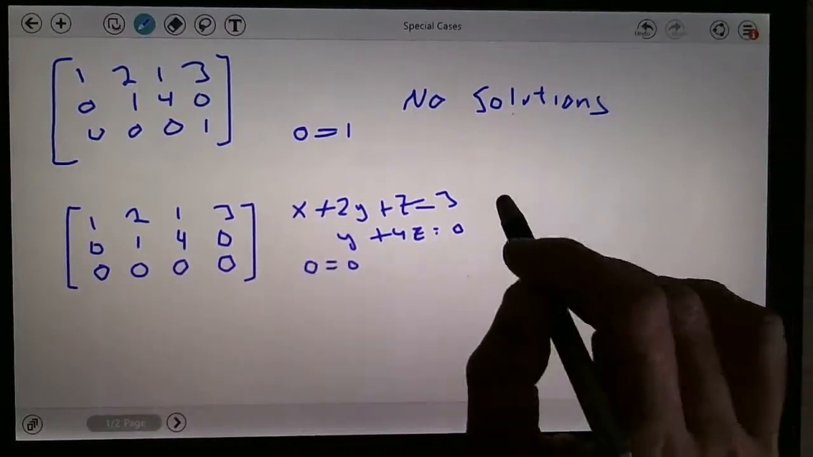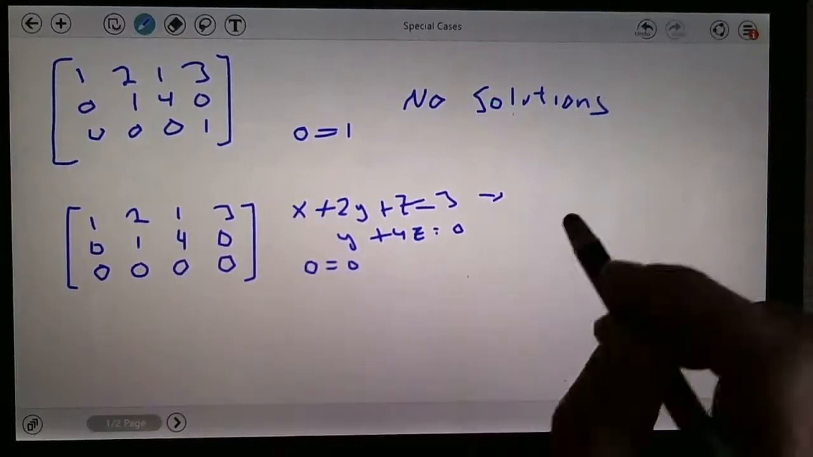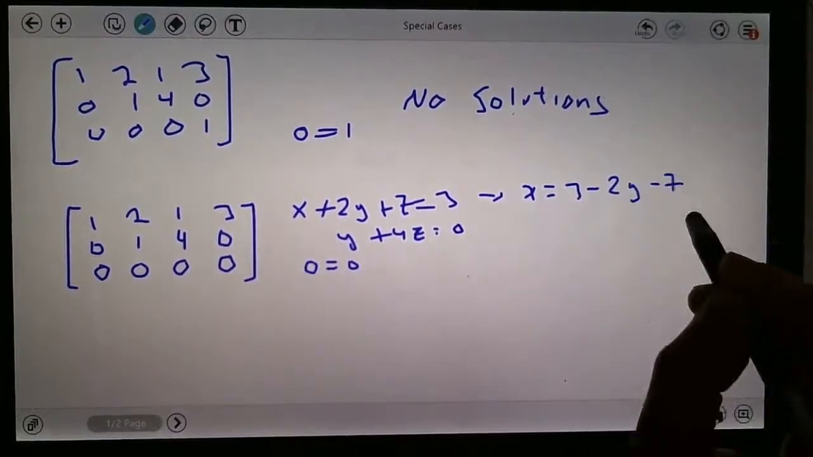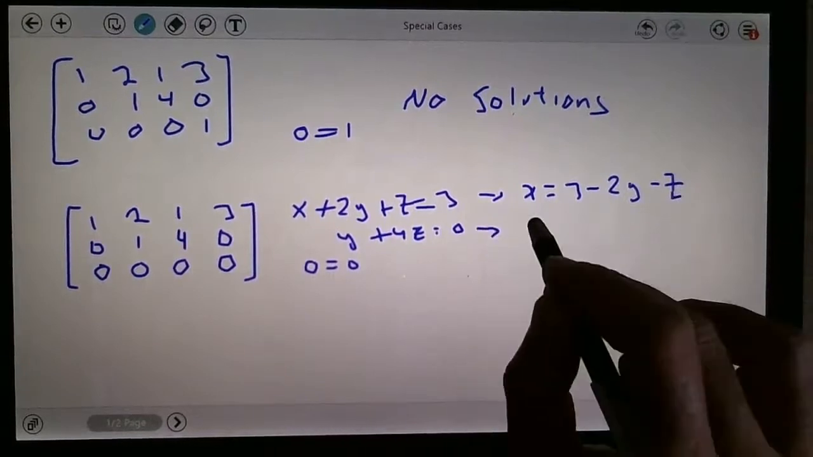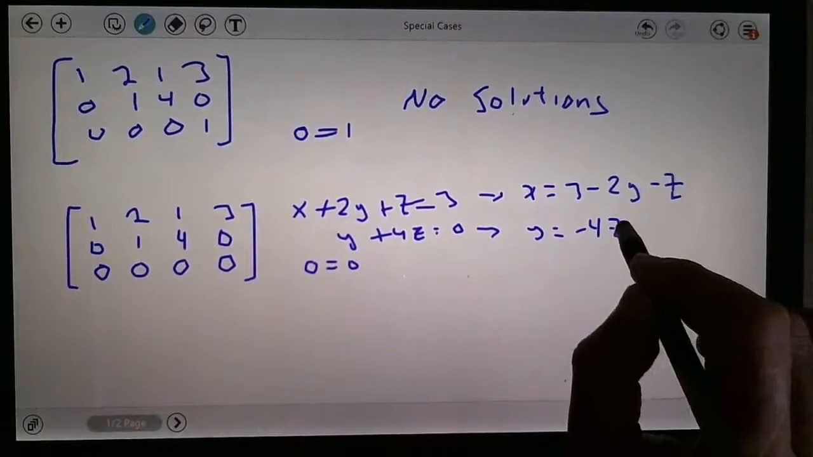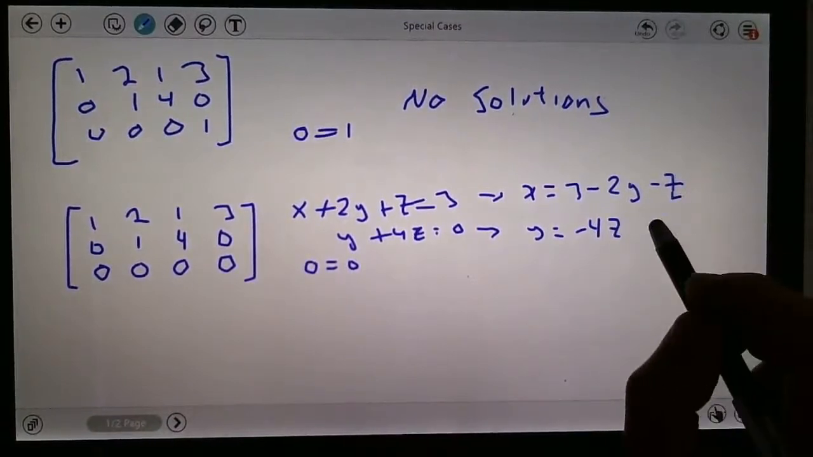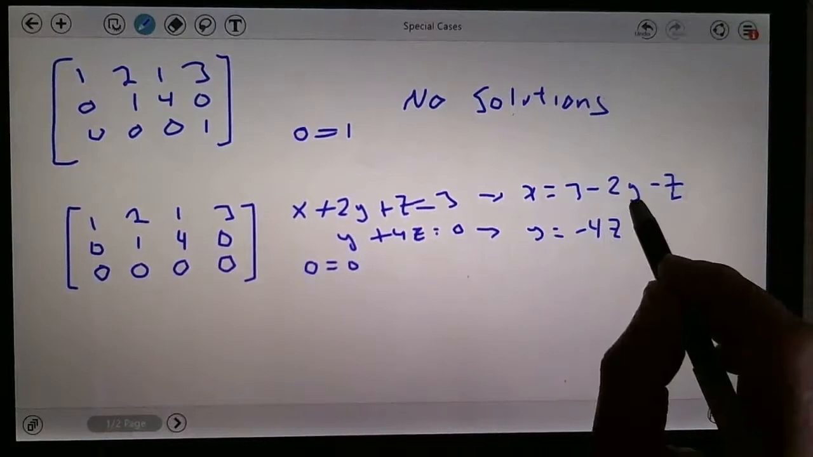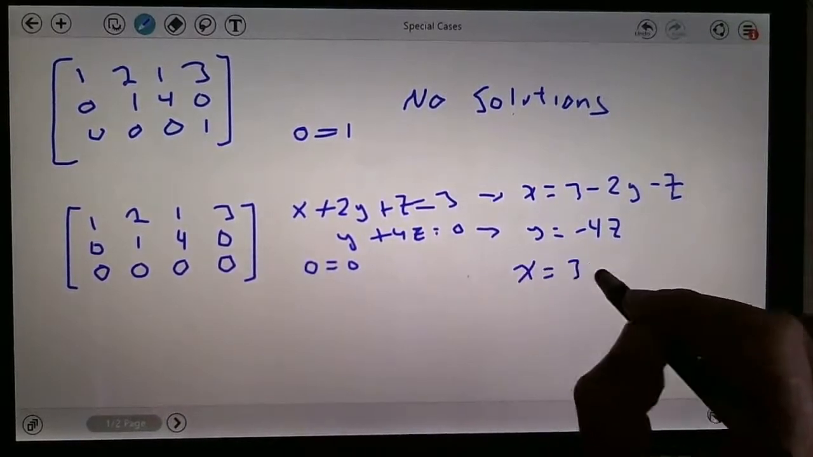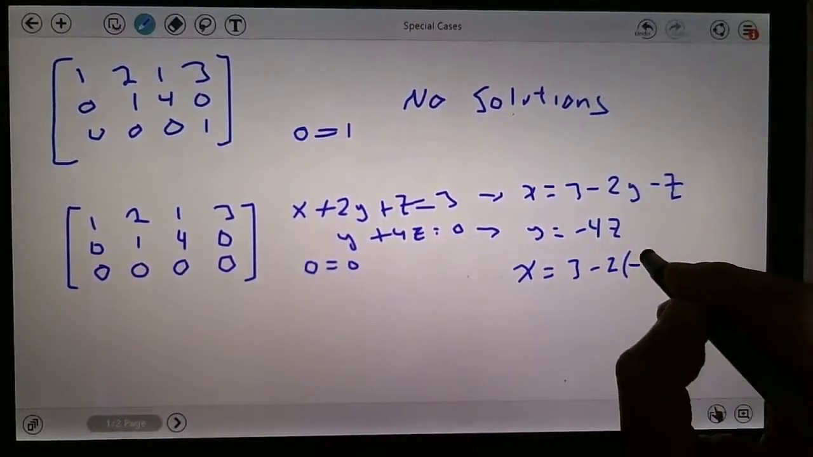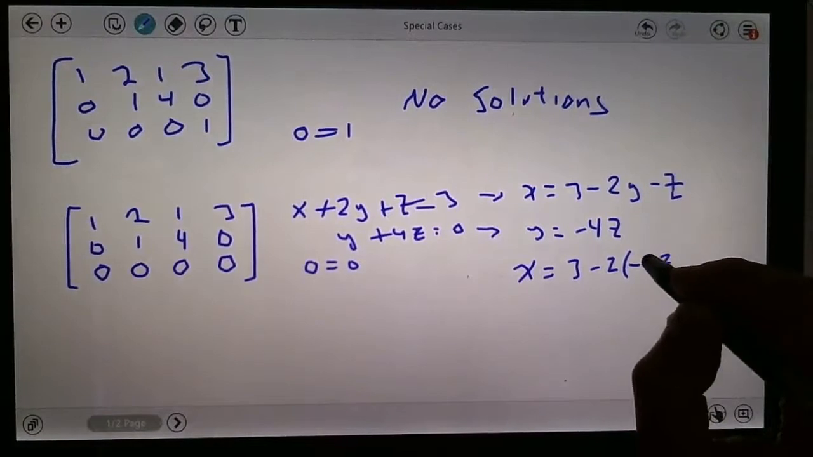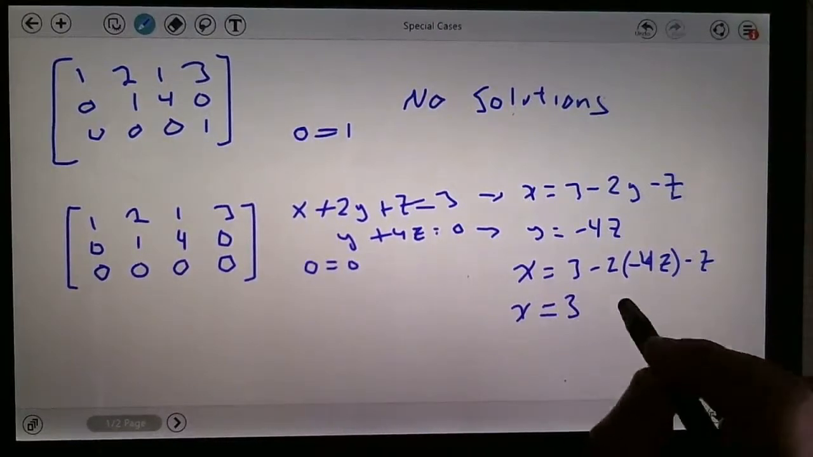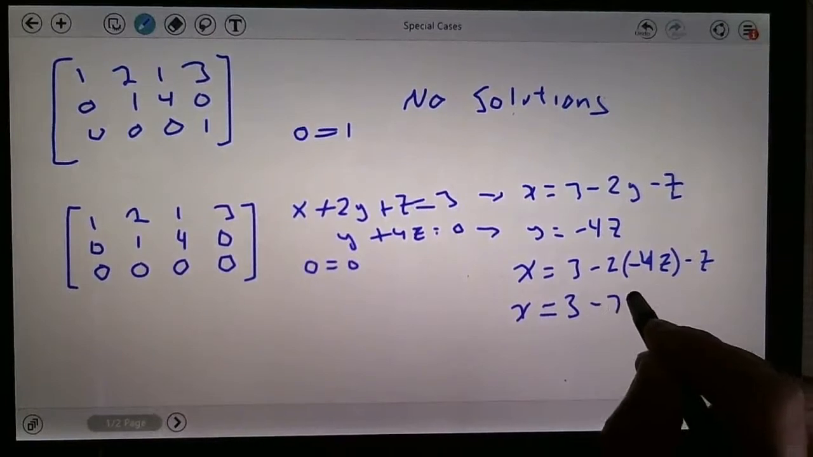But because there are ones here, it's really easy to solve this first equation for x, right? This is x equals 3 minus 2y minus z, and likewise, this one is really easy to solve for y. y equals negative 4z. So z is the free variable. When I plug the y into here, I've got x equals 3 minus 2 times y, but y is negative 4z. So x is equal to 3 plus 8z minus z, so 3 minus 7z.